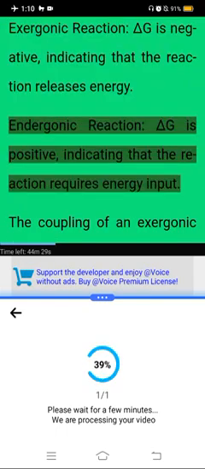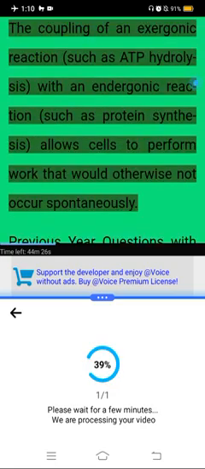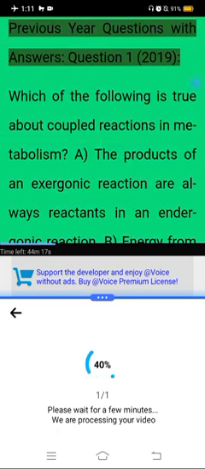Endergonic reaction: delta G is positive, indicating that the reaction requires energy input. The coupling of an exergonic reaction, such as ATP hydrolysis, with an endergonic reaction, such as protein synthesis, allows cells to perform work that would otherwise not occur spontaneously. Previous year questions with answers.